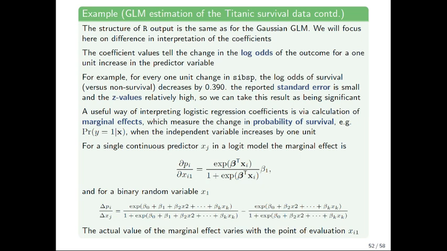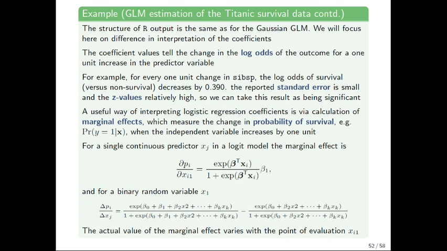So because the link is the logit, the coefficient values tell us the change in the log odds of the outcome for a 1 unit increase in the predictor. For example, for every 1 unit increase in SibSp, the log odds of survival versus non-survival decrease by 0.39. The standard error is small and the Z value relatively high, so we can take this result as significant.